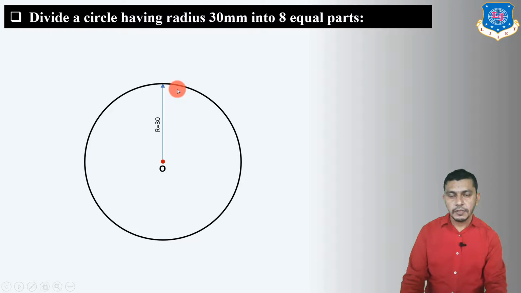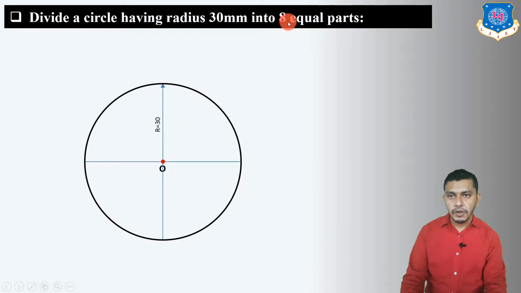Okay. Now first of all, we have to draw a vertical and horizontal diameter of the circle. So right now we can say that this angle will be 90 degrees, this angle will be 90 degrees, this angle will be 90 degrees, and this angle will be 90 degrees, because we have divided the circle into 4 equal parts right now.